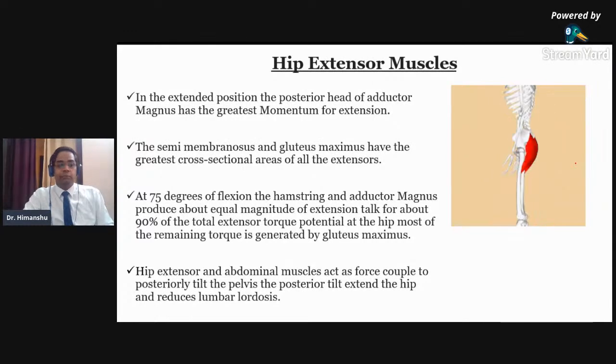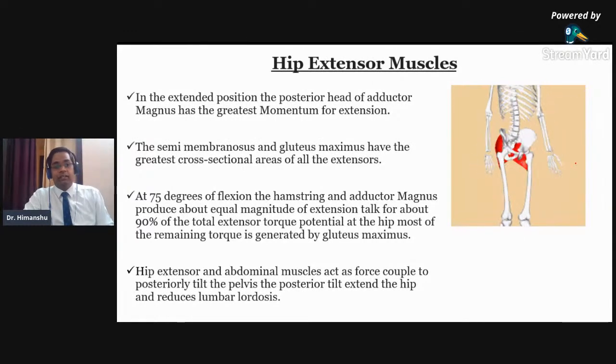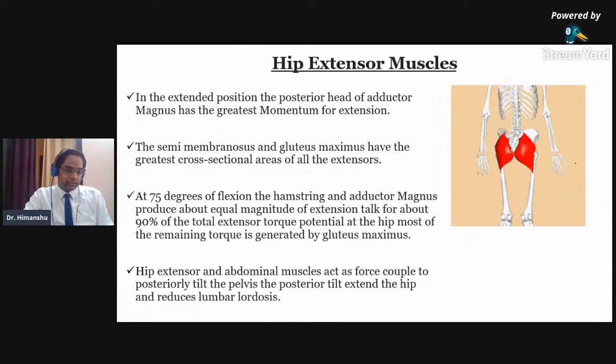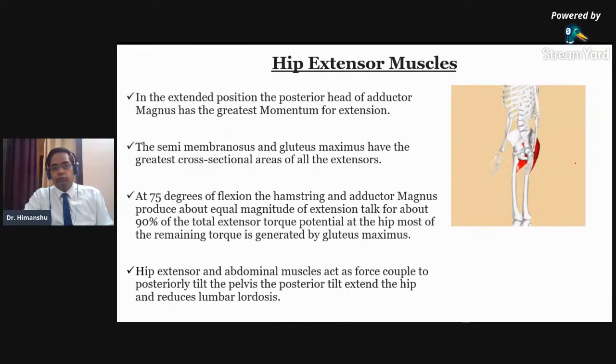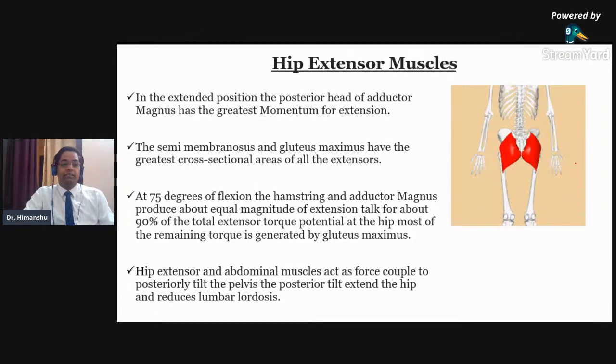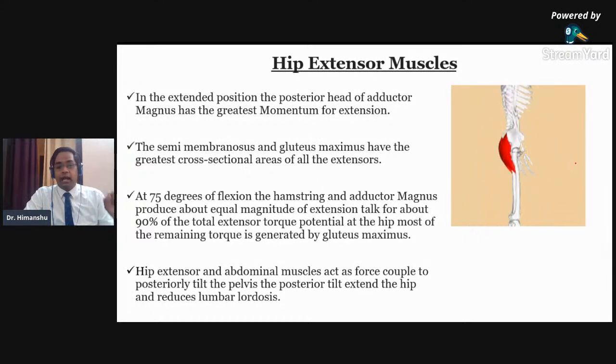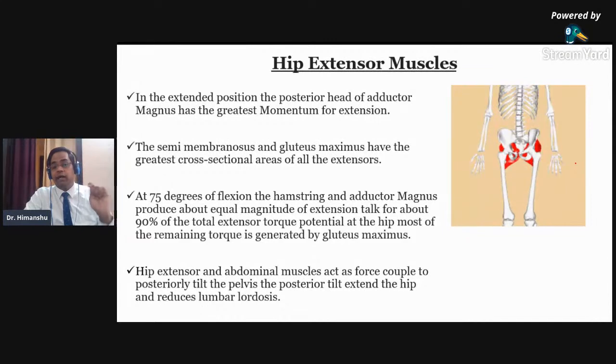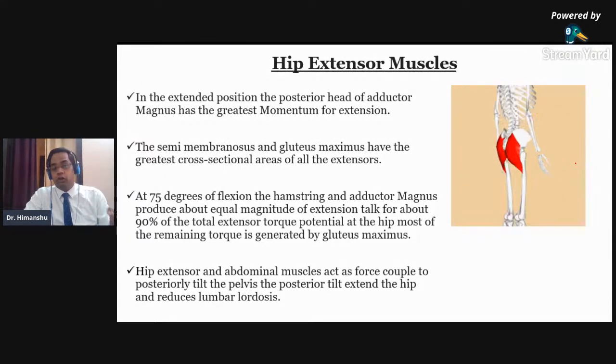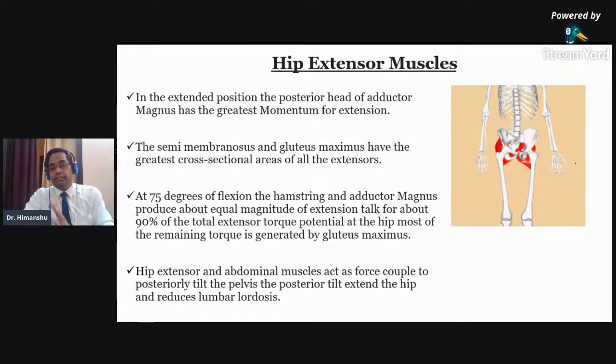Okay, the semimembranosus and gluteus maximus have the greatest cross-sectional areas of all extensors, gluteus maximus being the highest of all. All right. Now, at 75 degrees of flexion, the hamstrings and the adductor magnus produce about equal magnitude of extension torque, for about 90% of the total extensor torque.